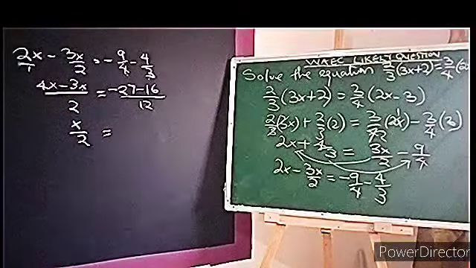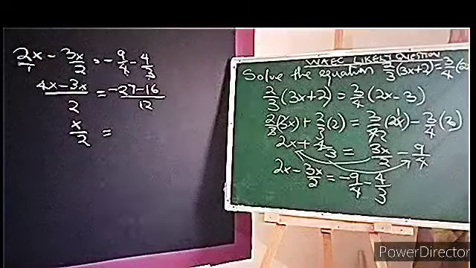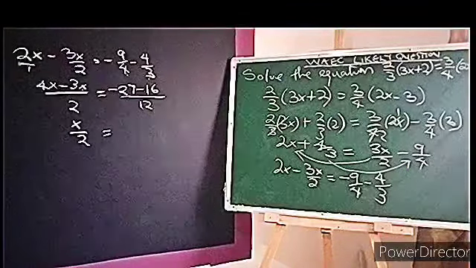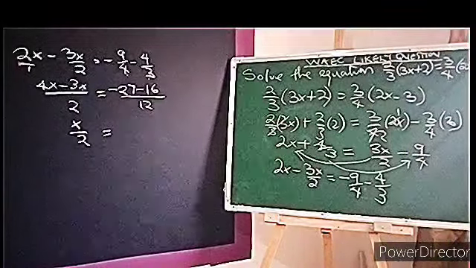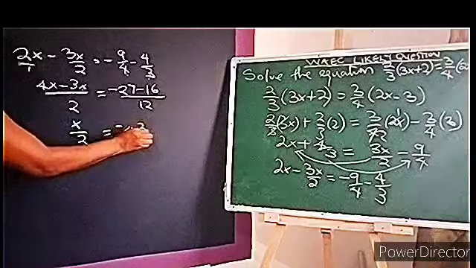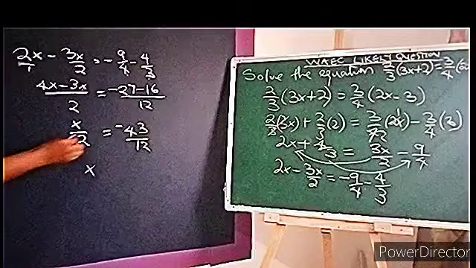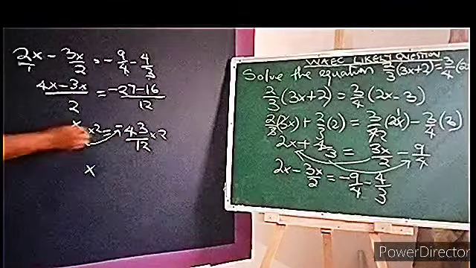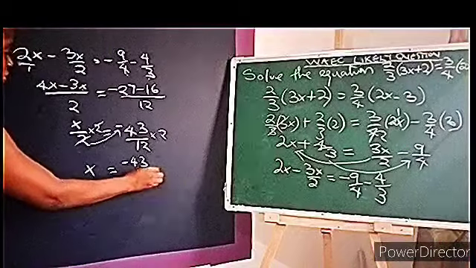Now, minus 27 minus 16. Remember, adding negative numbers is like adding positive numbers, but the difference is that the result will be negative. So minus 27 minus 16 will give us minus 43 all over 12. We want to know the value of x. So we need to multiply both sides by 2. We have x equal to minus 43 over 12 times 2.